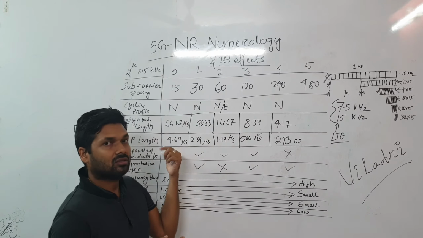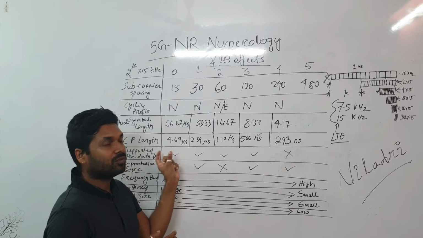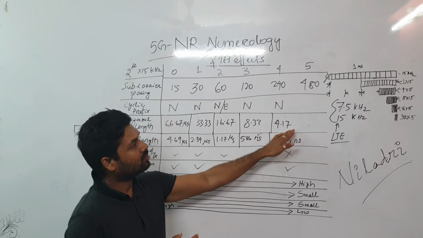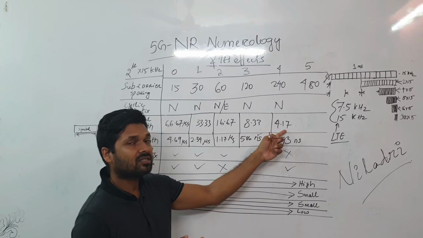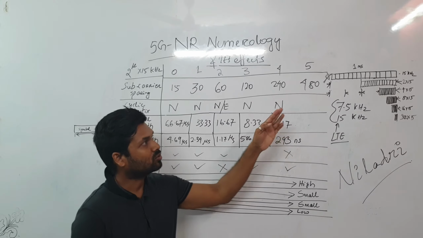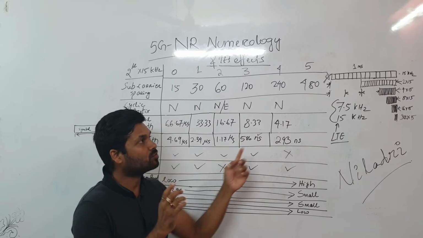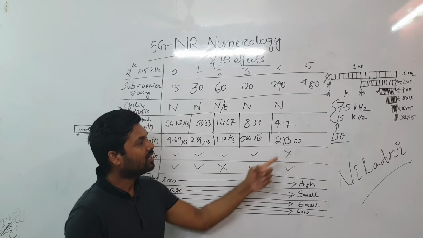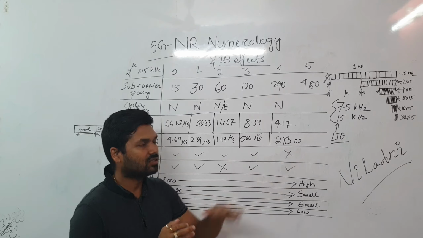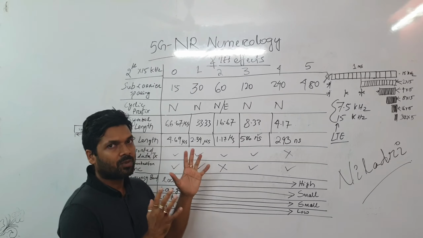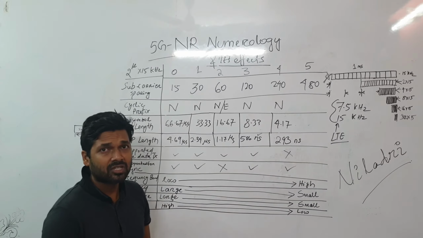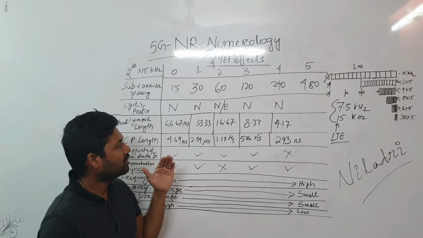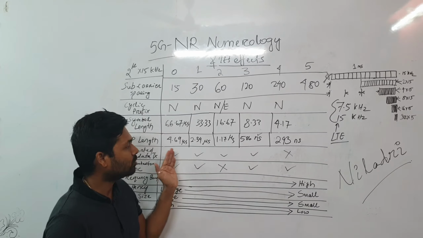So the same thing we are keeping for the cyclic prefix here as for numerology 1: the cyclic prefix length is less than our symbol. Okay, so you can think how many symbols we can transmit within 1 millisecond, because 4.17 microseconds is the symbol length and the cyclic prefix is only 293 nanoseconds. So that is the power of 5G NR.